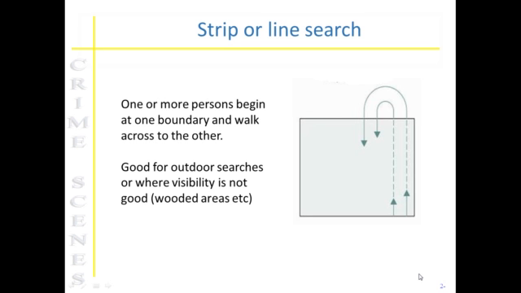For some outdoor crime scenes where visibility is not real good, a strip or a line type search is going to be one of the best type of searches to identify any evidence that might need to be collected. These are done where you have designated boundaries and you more or less just walk back and forth over the area.